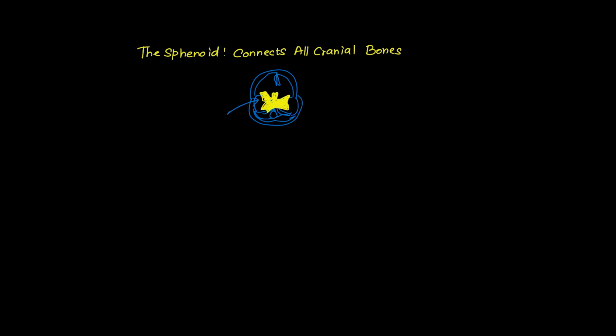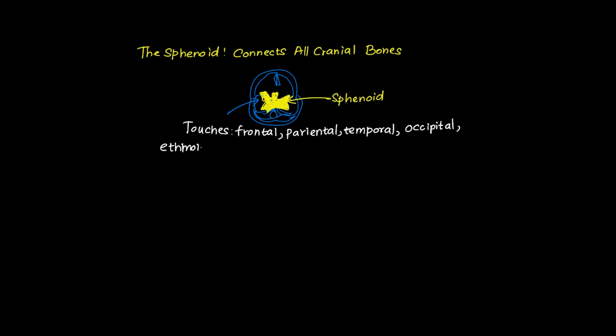This question asks you to identify the one cranial bone that touches every other cranial bone. That's the sphenoid. It sits at the base of the skull and connects to the frontal, parietal, temporal, occipital, and ethmoid bones. No other cranial bone has that many articulations. On top of that, it forms parts of the orbital floor and orbital walls, the bony socket around the eye.